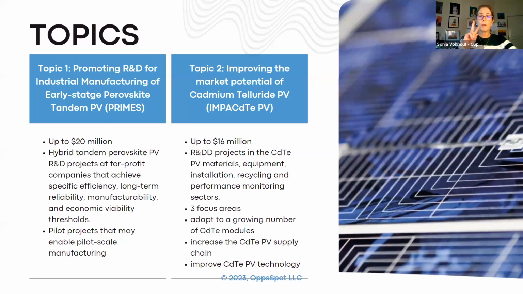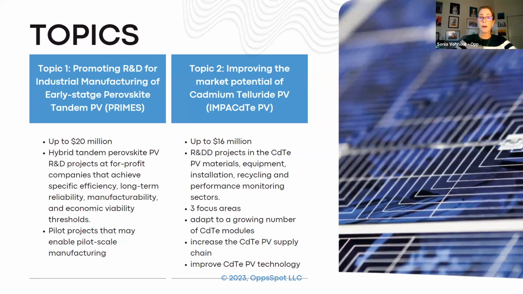As mentioned, the two topics for this solicitation are promoting the research and development for industrial manufacturing of early stage, and I fixed that typo there, perovskite tandem PVs. They call it PRIMES. The second topic is improving the market potential of the cadmium telluride, and they call that IMPACT PV. Each of these has different goals and objectives.